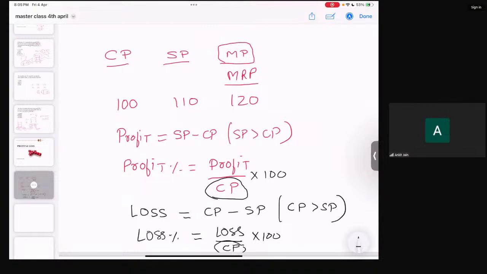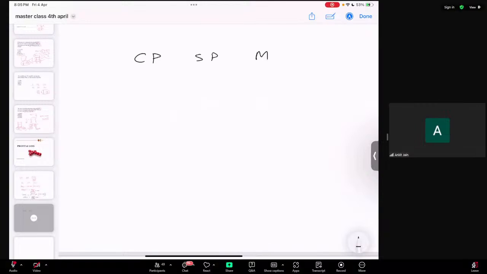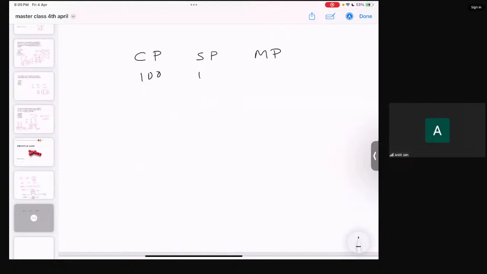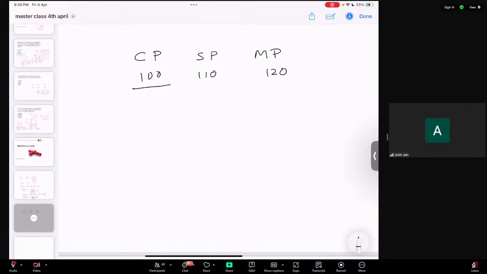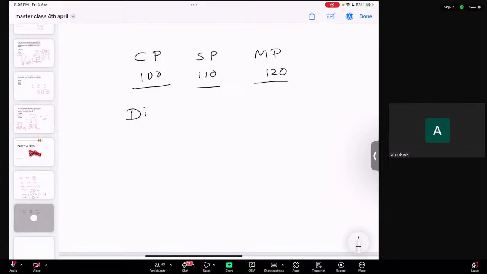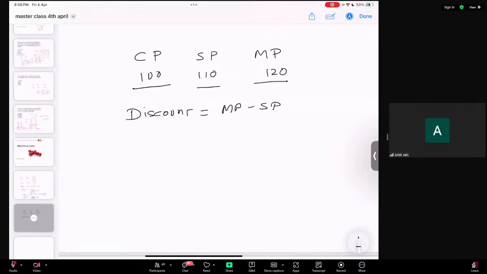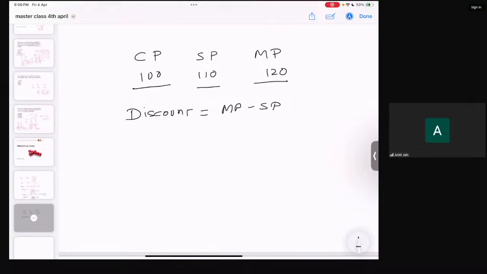So what is discount in this case? What is discount? Not 10%. Discount. Shopkeeper buys a product at 100, puts a tag of 120 and sells at 110. So what is the discount? Discount is always the mark price minus selling price. My MRP minus selling price is discount. In this case, the discount is 10 rupees.